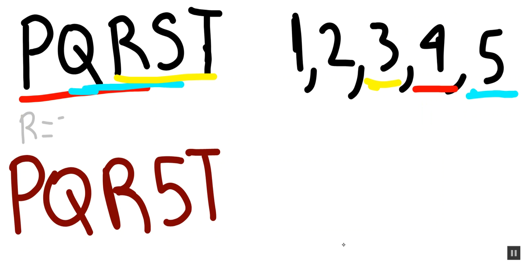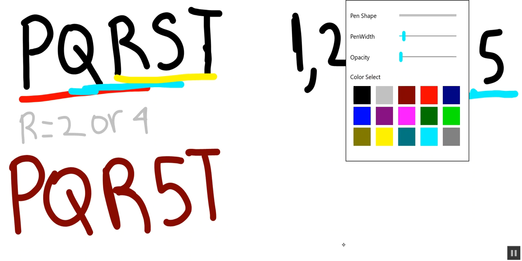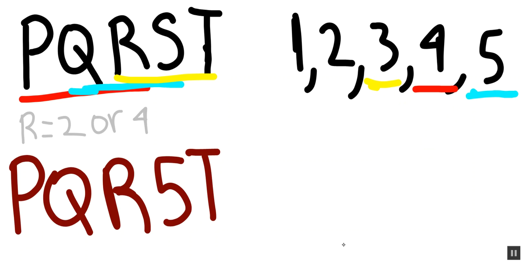R is equal to 2 or 4. Just a quick note, just to take a look there. There we go. So let's go to the other one. RST, the last numbers, must be divisible by 3. So we have R5T is divisible by 3.